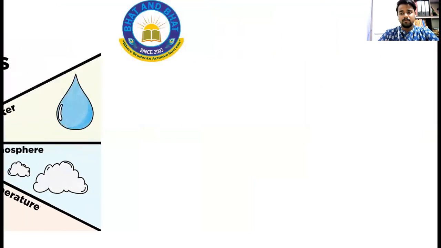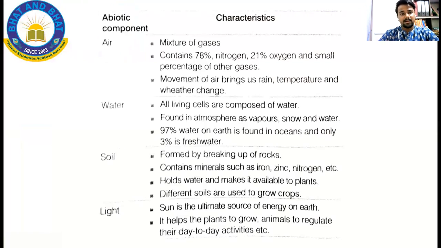Good. Now with respect to the abiotic factors, can you see here there are some characteristics given. So abiotic components like air. Air contains what? It contains a mixture of gases. It contains 78% of nitrogen, 21% of oxygen, and a small percentage of other gases. Clear now? Movement of air brings us rain, temperature, and weather change. So these are the characteristics of the air.